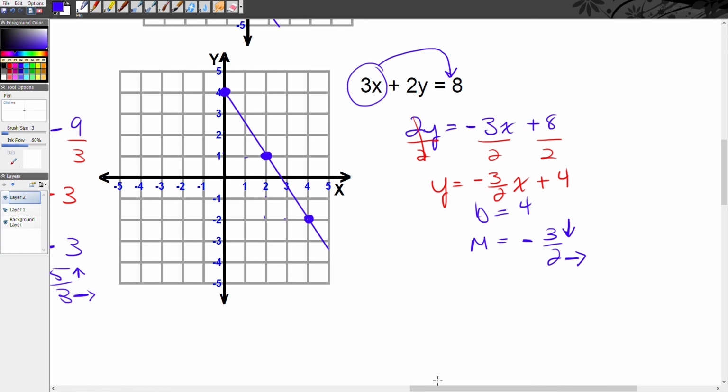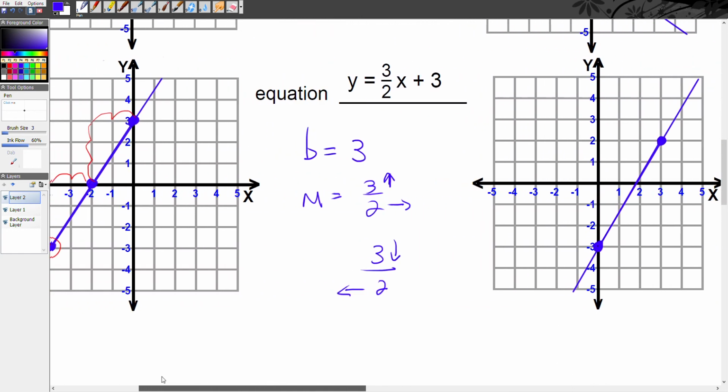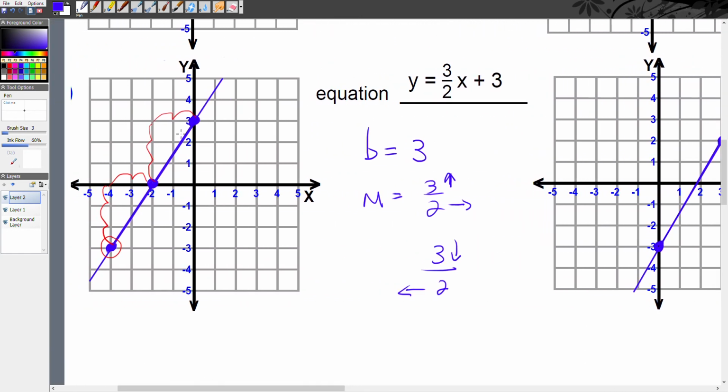Remember, again, if we go back to this problem here, the only time you ever want to go left is if you don't have room to move the slope the way it tells you to move. Then what you have to do is go backwards. You have to work backwards, which means you do the exact opposite of what the slope tells you to do.